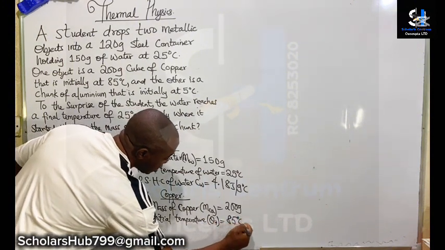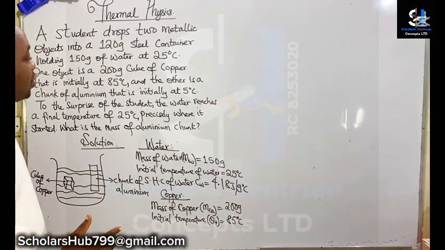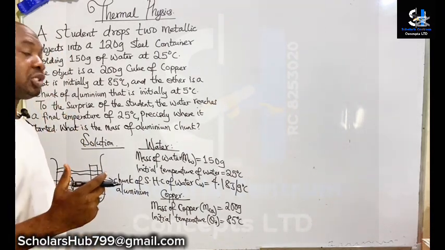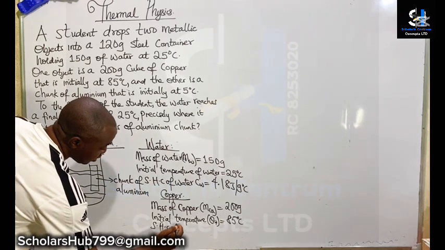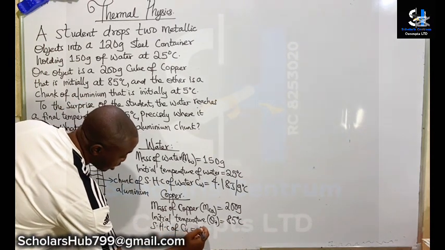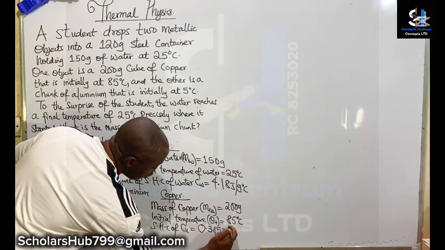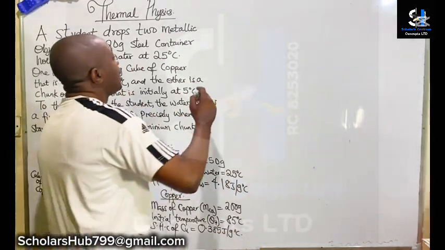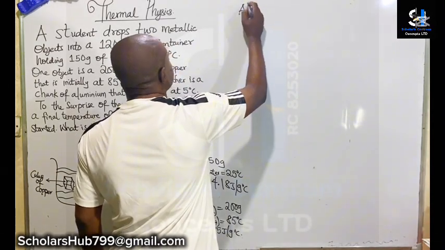85 degrees Celsius. So what is now the specific heat capacity of copper? The specific heat capacity of copper is 0.385 joules per gram per degree Celsius. That's for copper. Now, the next is the chunk of aluminium.